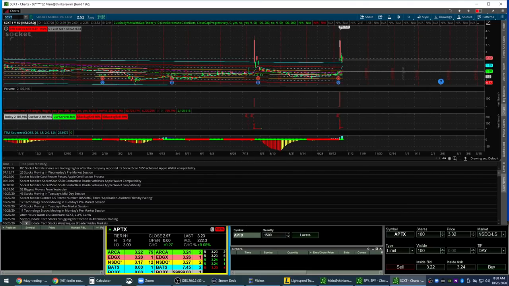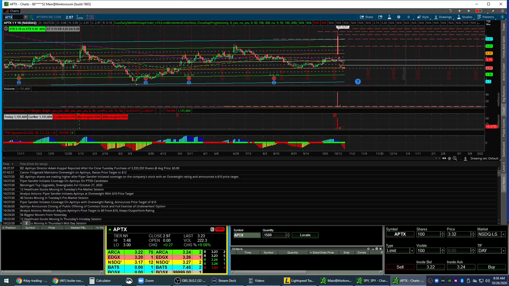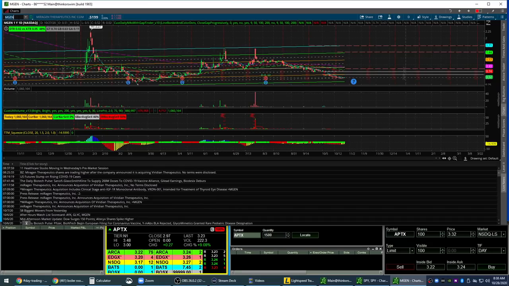Whereas if we were to go back and look at, let's look at this, like APTX. That's maybe not even the best example. I'm trying to find one off the top of my head, but maybe we'll just use MGEN, go back to this, right? If we look at MGEN, it's a little bit different, right? It had trading volume here, had some trading volume there. So there's been more active trading on this that's been holding the stock down.